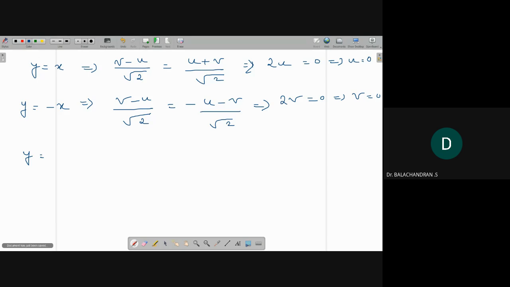Next, y equal to 1 by root 2. We know y in terms of u and v: (v minus u) divided by root 2 equal to 1 by root 2. This implies v minus u equal to 1.